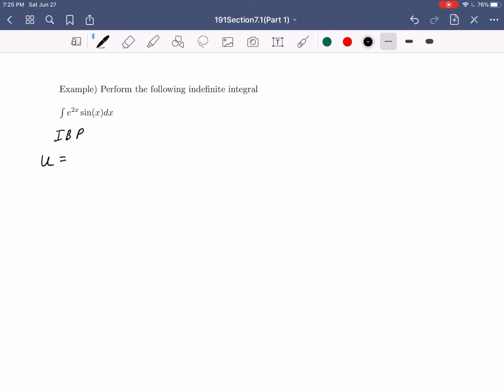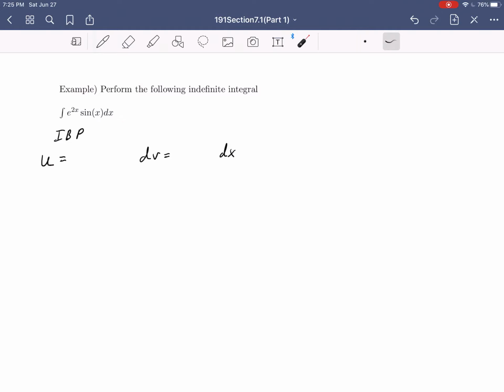So we're going to have to choose a u and dv, and of course the dv is going to get the dx here. So in terms of which of these we can integrate, we can certainly put the e to the 2x here. We know how to integrate that. And we certainly also know how to integrate sine x. So either one could go there.